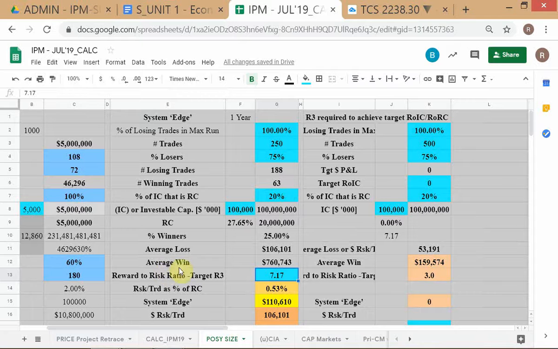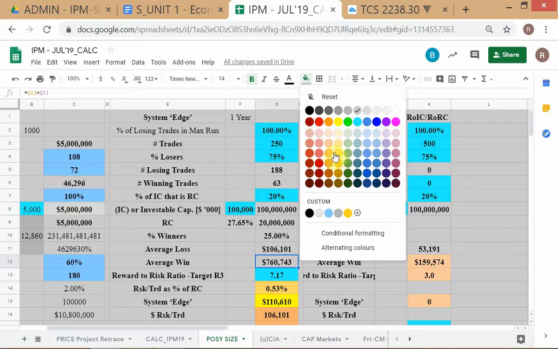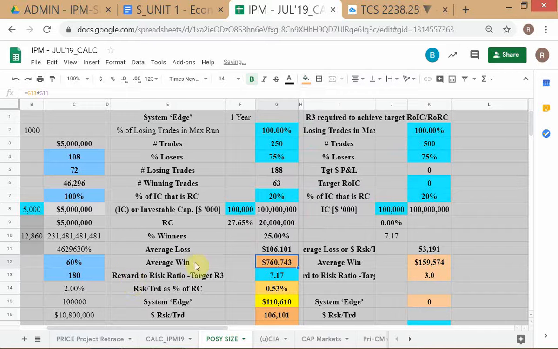I needed to find average win. You'll notice average win is actually a derived number, which I normally put in one of these gray figures. So average win is not a user input. How is average win defined now? Yeah, R3 into average loss. You can see it is G13 into G11, and G13 is the R3.